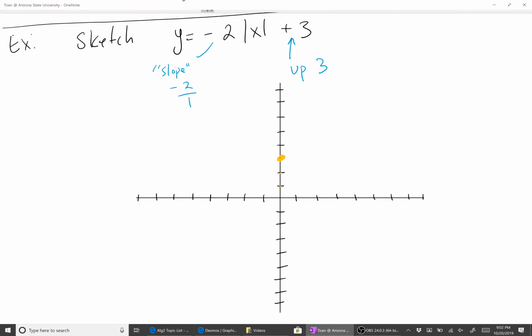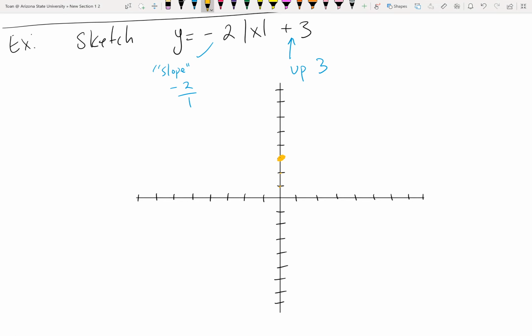Then I'm going to listen to my slope. A slope of -2 tells us to go down 2 over 1. So from the point that we made, we're going to go down 2, right 1, down 2, right 1, down 2, right 1. But again, you should know that this is a V shape, so do it in the other direction. Down 2, left 1, down 2, left 1, down 2, left 1. And there is our V shape.